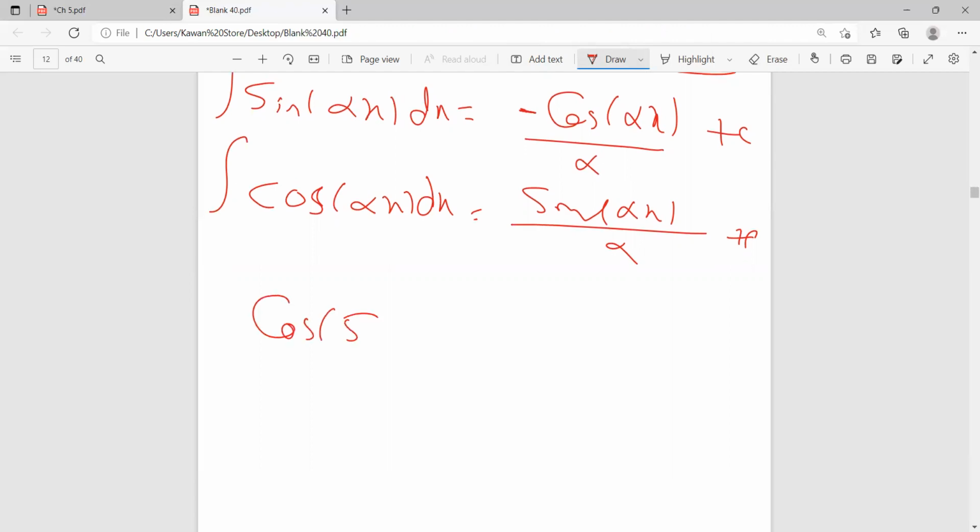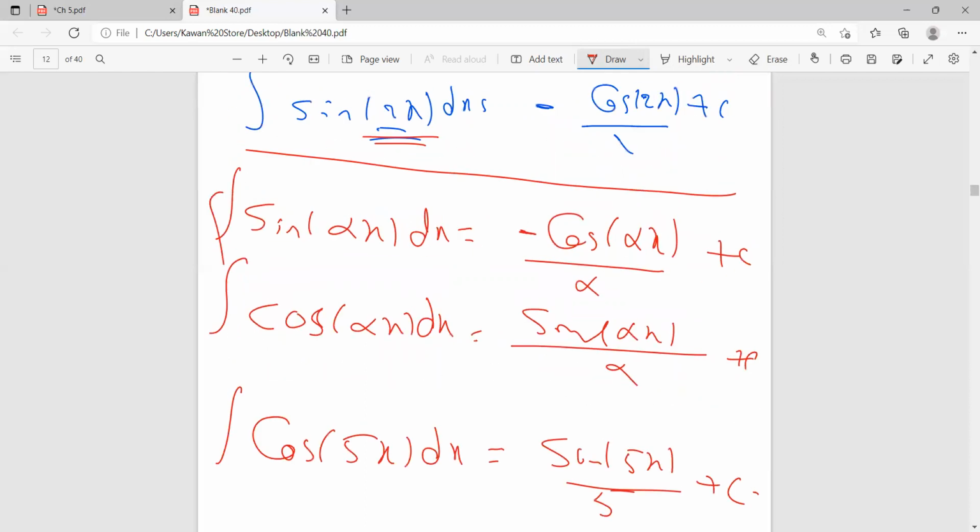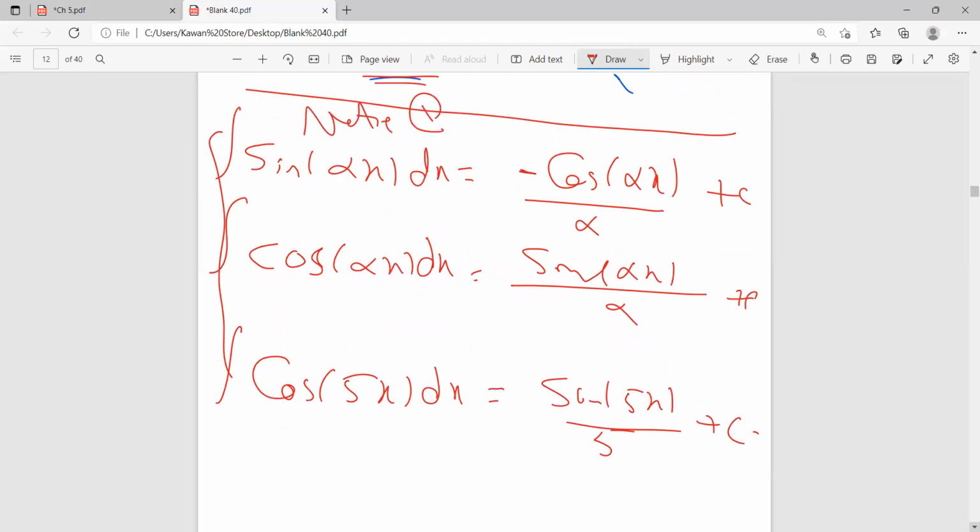Cosine of 5x dx directly. Instead of saying 1 over 5, I'm going directly to solve it by alpha. When I say alpha rule, you'll remember. So it is equal to sine 5x over 5 plus c. That's it. Both of them are the same, so that's note number 1. Note number 2.